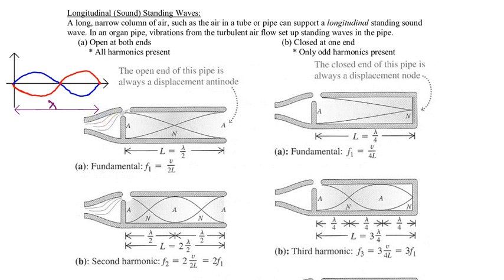So if we were looking at the situation where we have one end closed of our standing wave here, we know that we must have a node here. And then at the opening area, that must be an antinode. So we get this kind of pattern here.